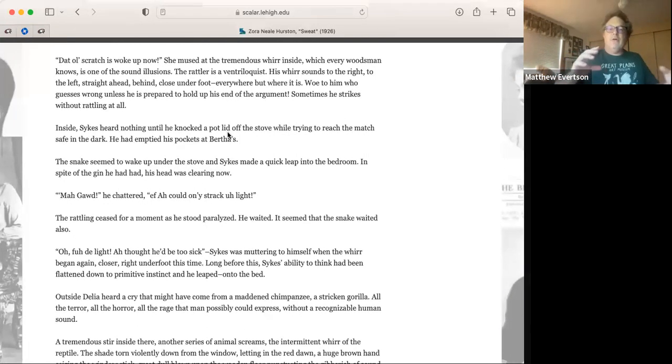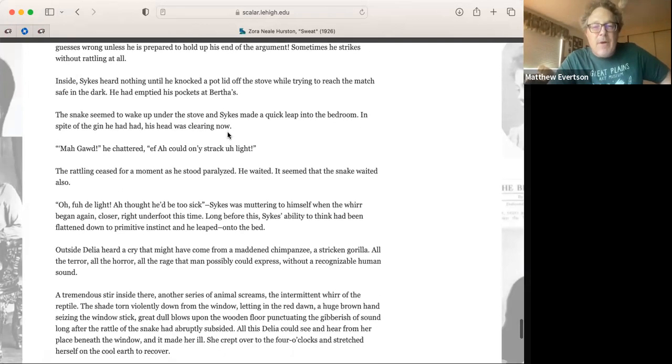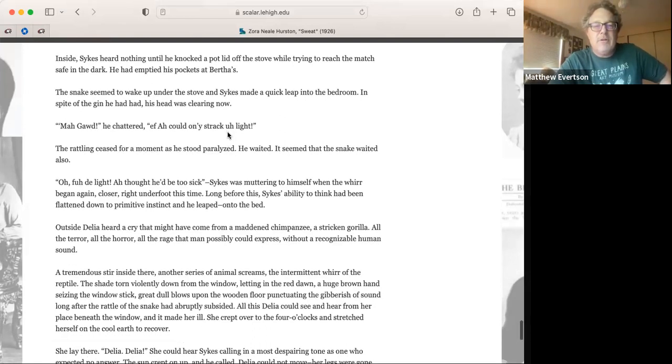"She mused at the tremendous whir inside, which every woodsman knows is one of the sound illusions." The rattler's a ventriloquist. So the author sets up this thing where Sykes doesn't really know where the snake is in the house. "Inside, Sykes heard nothing until he knocked a pot lid off the stove while trying to reach behind the match safe in the dark." He, being an asshole, had taken all the matches, so there are no matches. "The snake seemed to wake up under the stove, and Sykes made a quick leap into the bedroom." He thought the snake was in the kitchen, but it's a ventriloquist, we're told.